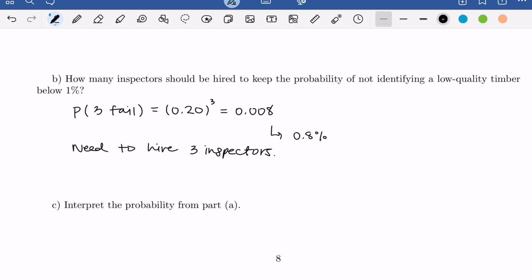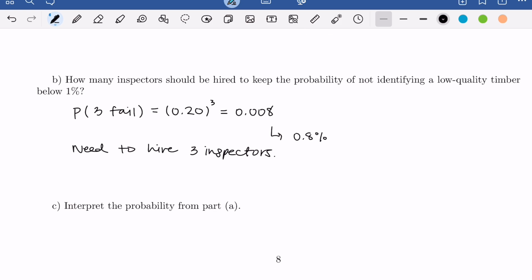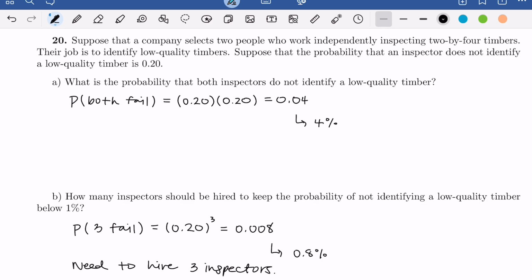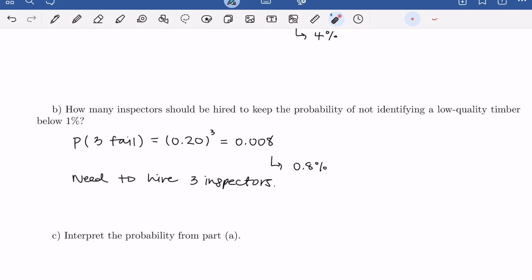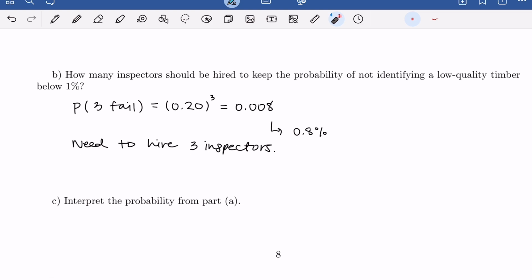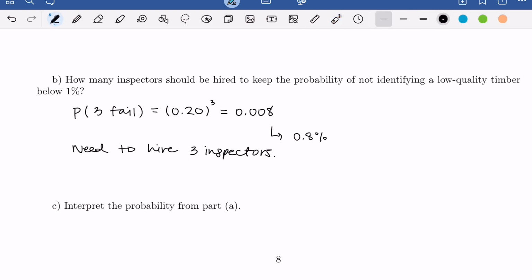And then for part C, interpret the probability from part A. So going back to part A here, we know that the probability that both inspectors fail, or they do not identify a low quality timber, is 4%. So this means that we would expect both inspectors to fail to identify this low quality timber about four times out of 100. So I'll go ahead and write that blurb there, and that'll be in the solutions.